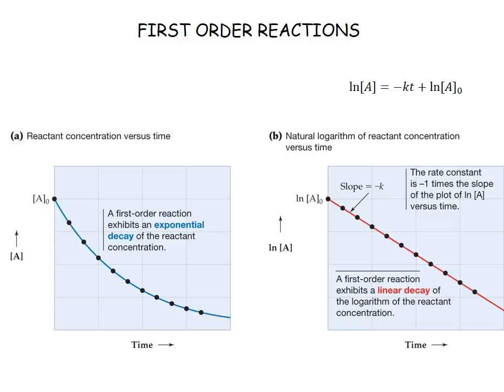The graph shown in part A on the left-hand side is if you thought it might be zero order, you would have plotted concentration of A as a function of time, and you would see that the graph is not straight. The line is not straight. It exhibits what's known as an exponential decay, where the decline is rapid at first and then levels off.